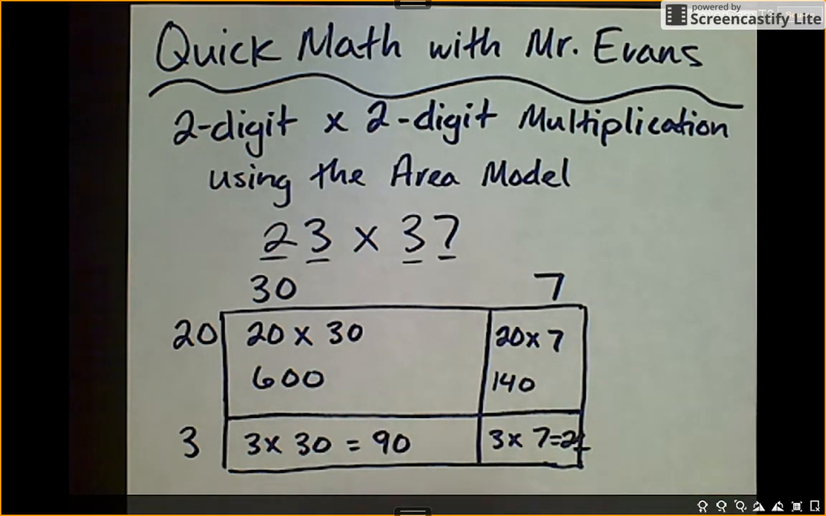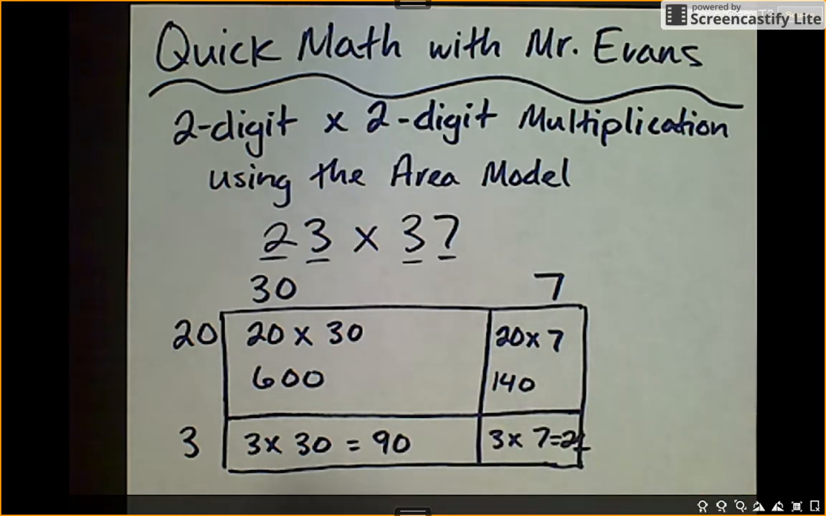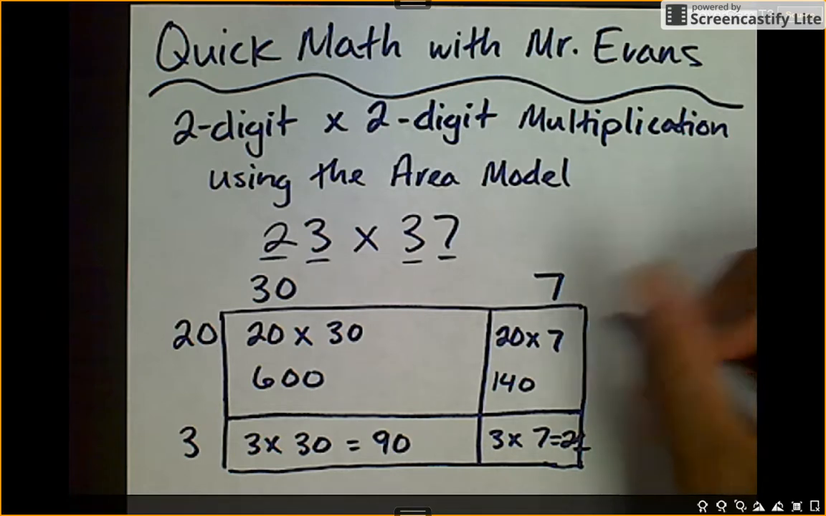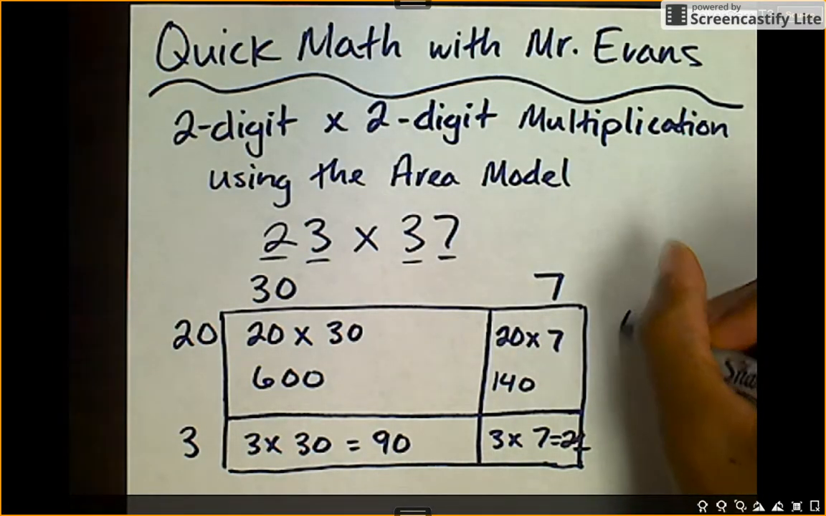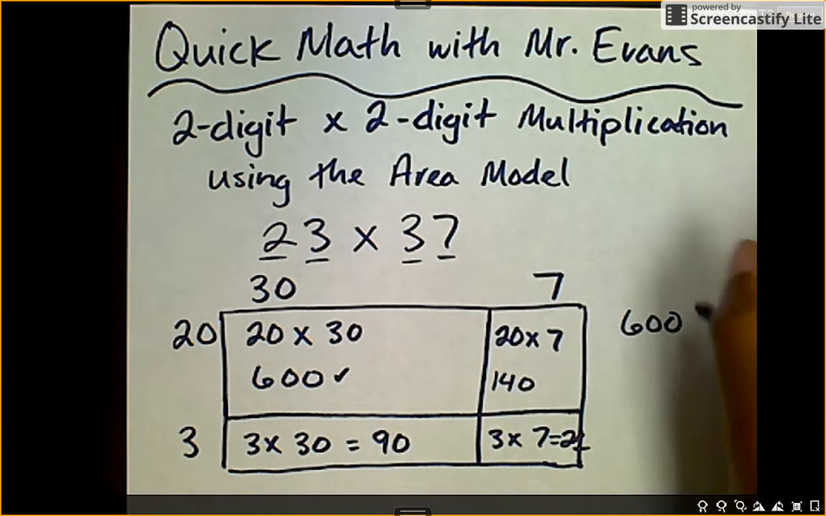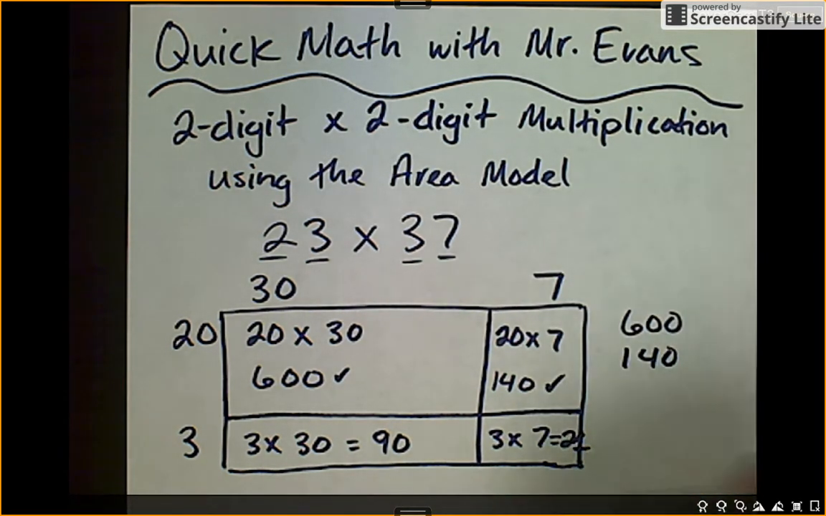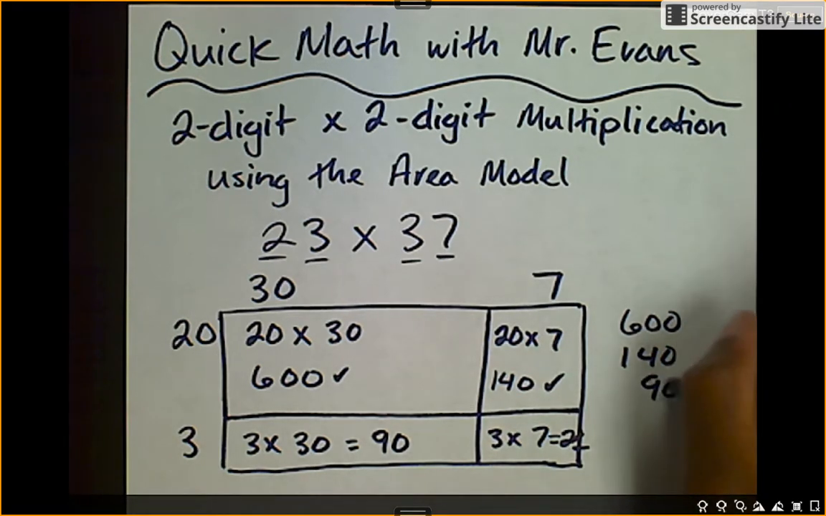So what your students now do is they are in a position where they have to figure out what their answer is and add all these numbers up. So over here off to the side, they'll just simply go 600, and you can always have them do a check mark. You kind of say, all right, I wrote that one down. 140, check mark. Okay, I wrote that one down. And 90, all right, check mark, I wrote that one down. And then, of course, 21. And they're just going to add all that up.